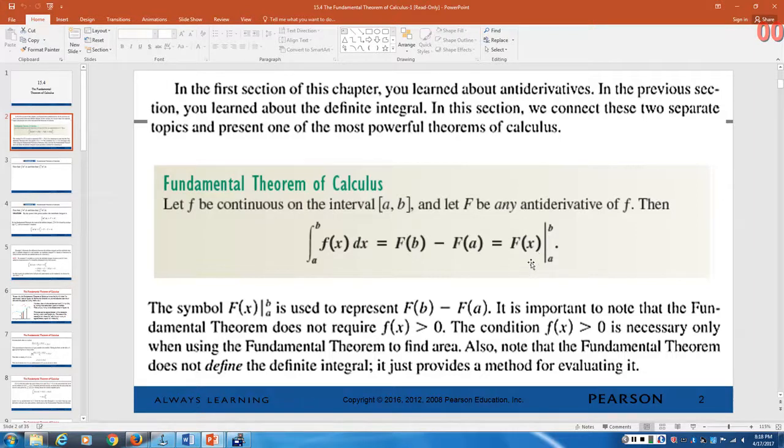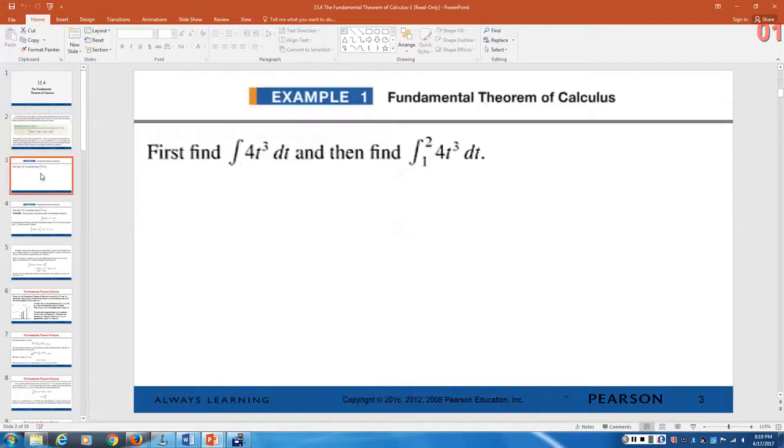And the notation that they usually use is the antiderivative of x from A to B. And that kind of carries in with the way some of the TI-84s show it. The fundamental theorem doesn't require that the function be positive. It's only necessary to find the area to assume that it's positive, but it doesn't define the definite integral. It just gives a method for evaluating it. So we're going to go ahead and do one so you can see how this works.